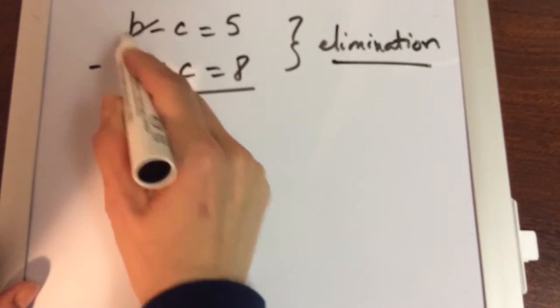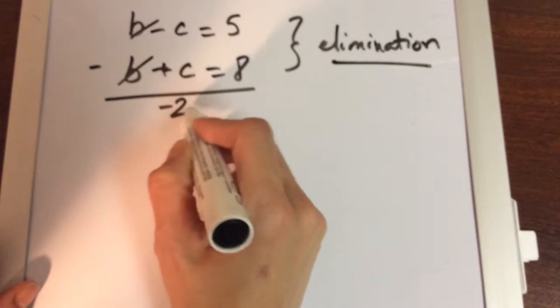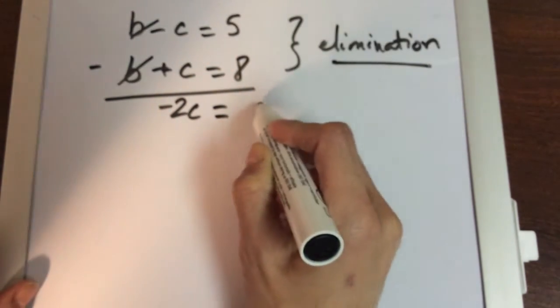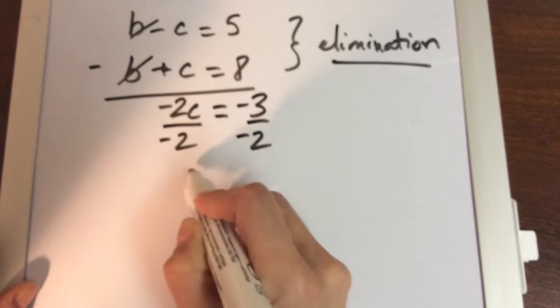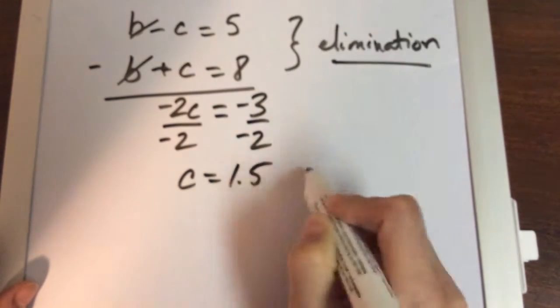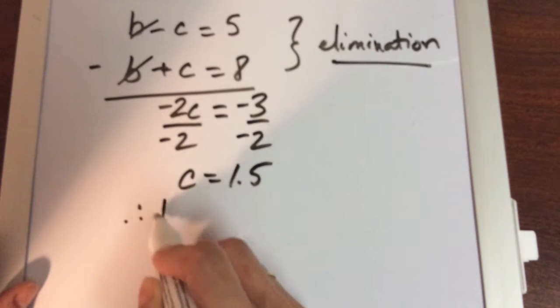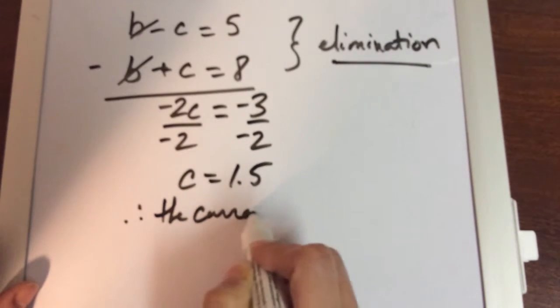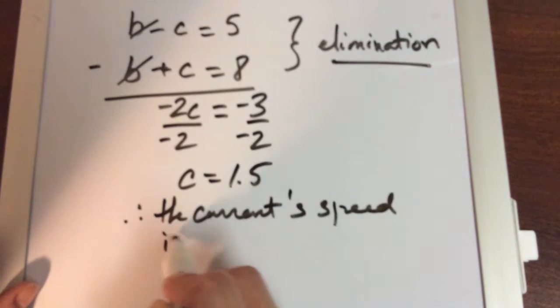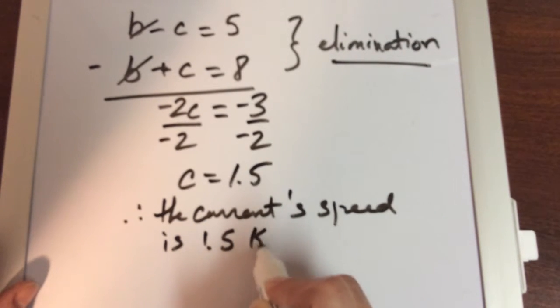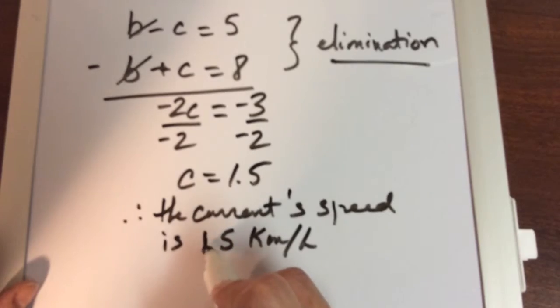And we can use elimination and we can subtract. And if I subtract, these get eliminated. I've got negative 2C is equal to negative 3. Divide both by negative 2. C is equal to 1.5. And therefore, the current speed is 1.5 kilometers an hour.